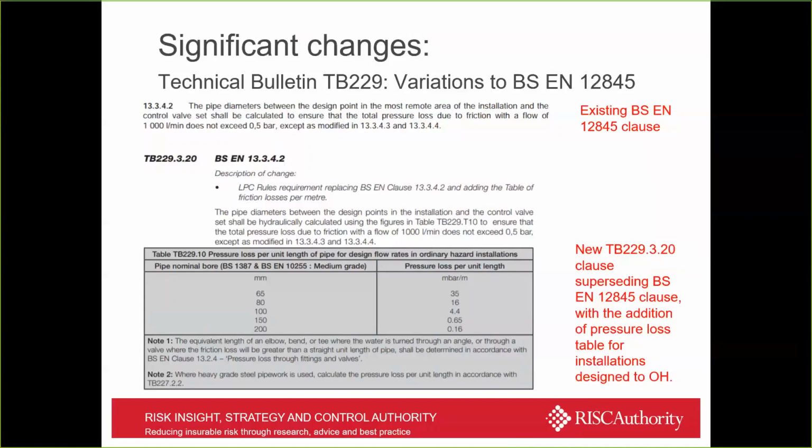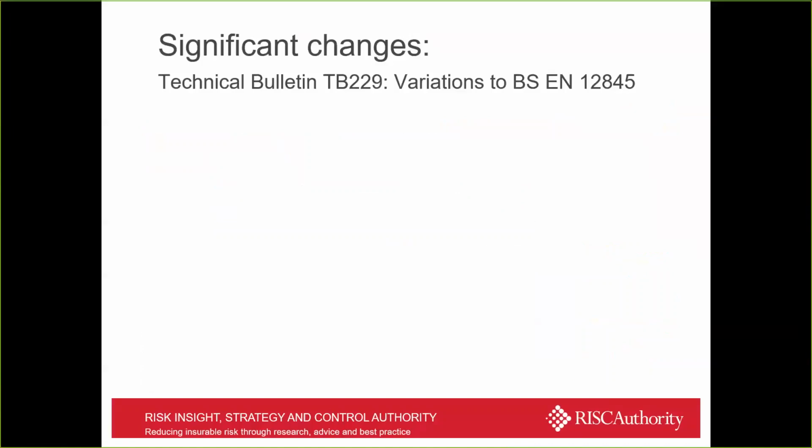We're now talking about 10255 pipes as opposed to BS 1387, but the friction losses are essentially the same, but for 1 or 2 decimal places difference. So yeah, we've reproduced that table now in TB229 for ease of designers calculating pre-calculated systems.